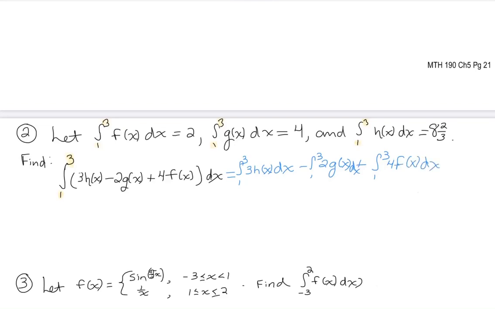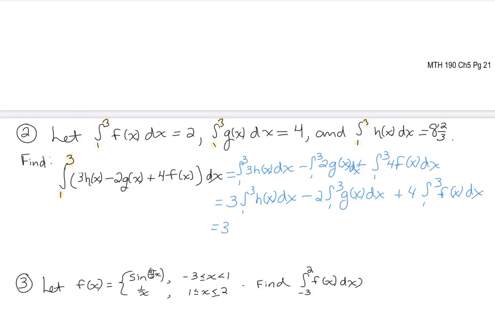And now, just like with your antiderivatives, with definite integrals, you can factor out a constant multiple. So a constant multiple can just get carried along, just like with your antiderivatives. The same is true with our definite integrals here. And now we have this broken down, and we've isolated the 3 definite integrals that were given to us.